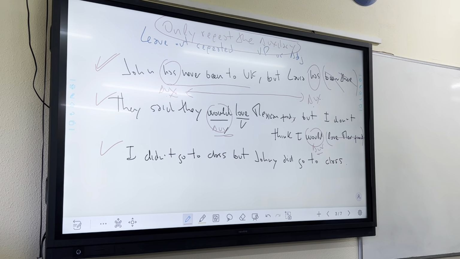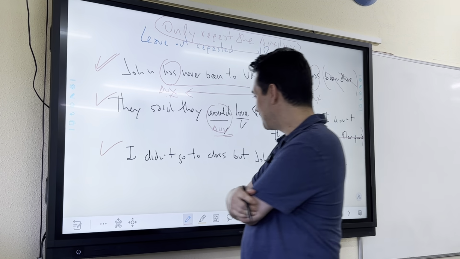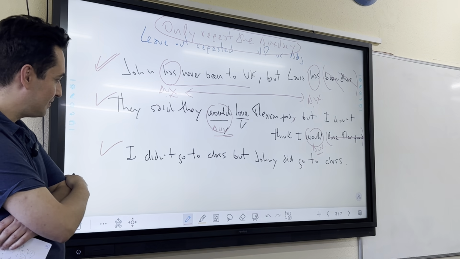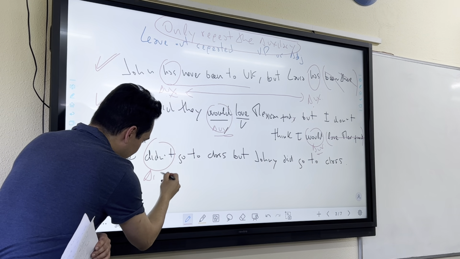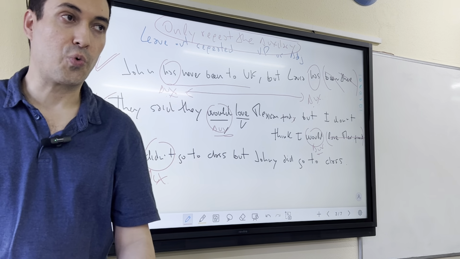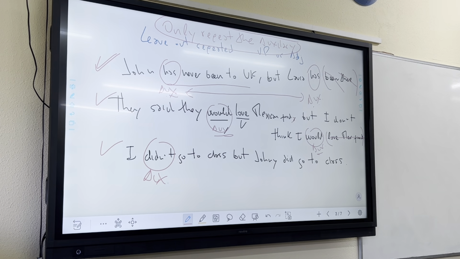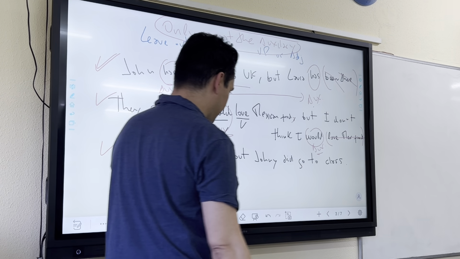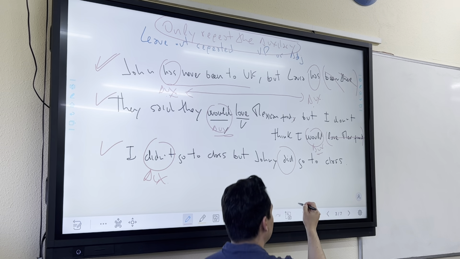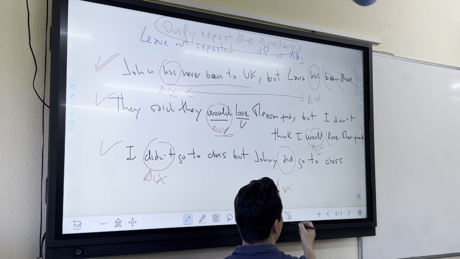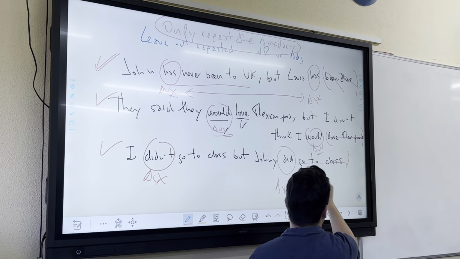Okay. Sentence 3. I didn't go to class, but Johnny did go to class. What is the auxiliary in the first part, Gabriela? Didn't. This is the auxiliary. So we only repeat the auxiliary. Give us the full sentence with ellipsis. Johnny did. So did is the auxiliary. That's the only thing we repeat. The rest, we don't repeat.